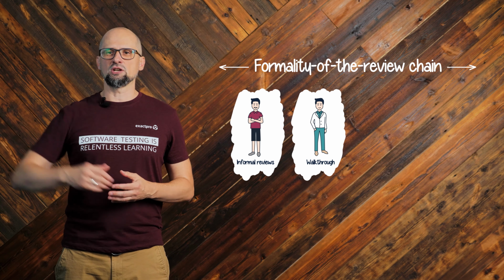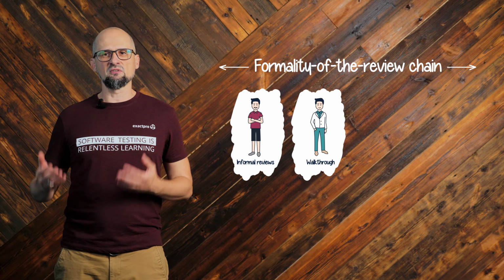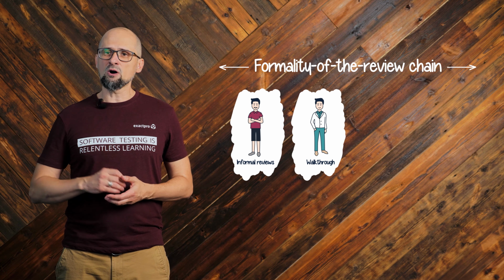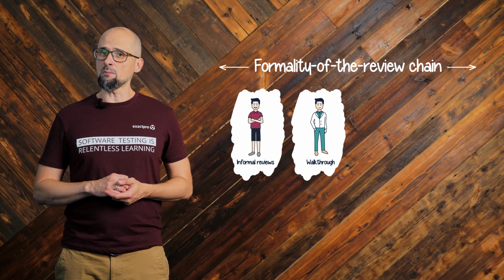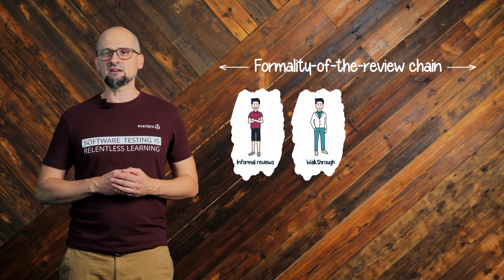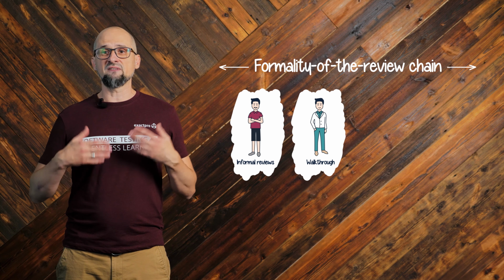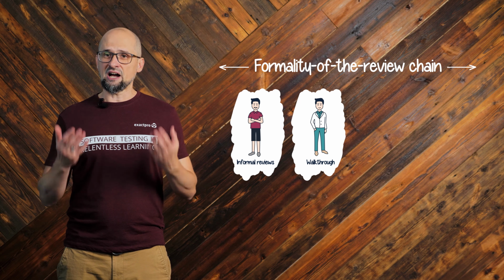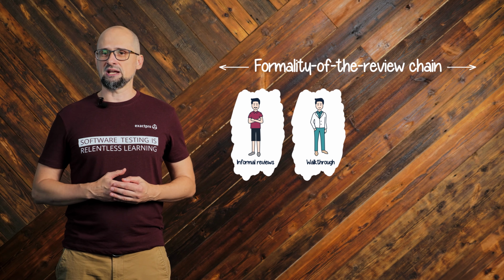Here we up the formality a notch. First of all, it comes in the form of a meeting. It's led by the author, and the scribe is mandatory. And even though the individual preparation and checklists are optional, the meeting still produces defect logs and reports. Other than finding bugs, this type of review is about exchanging ideas about techniques, achieving consensus, and participant training.